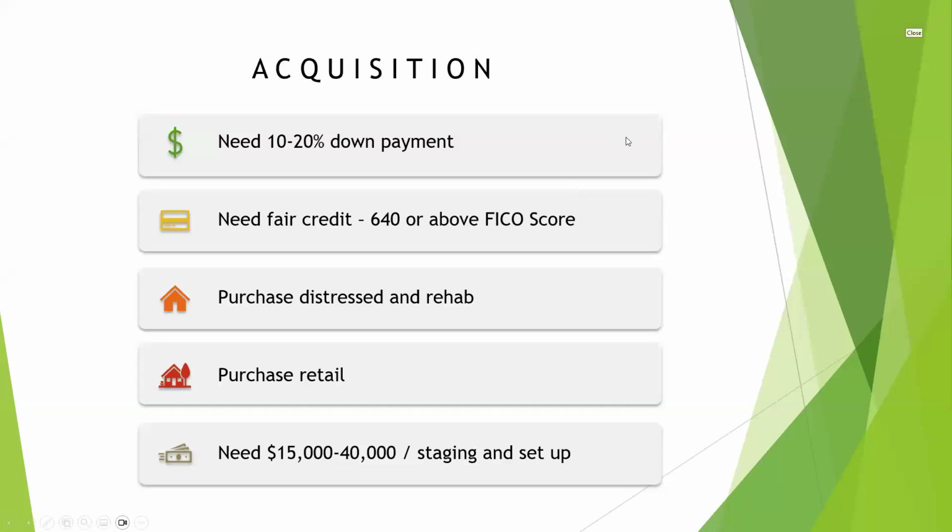Just as a summary to start with, the acquisition model is definitely an option if you're already buying real estate for your fix and flip business. These are some of the basic requirements. You definitely need to acquire financing, and we're going to look at some of those options. You can purchase distressed and rehab, getting into the property with equity already, or purchase as a retail purchase, with the property already up and running and ready to go. You also need to account for the additional dollars for staging and setup. That's a high-level overview of the acquisitions model, and we're going to do a deep dive on it in just a second.